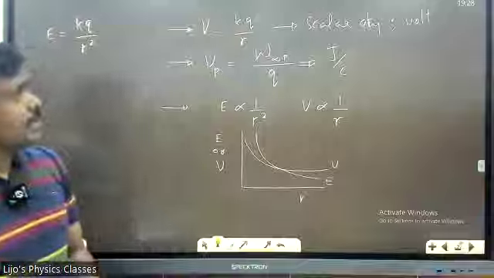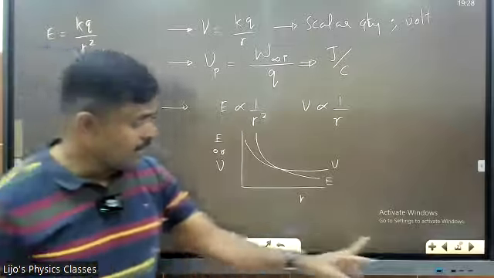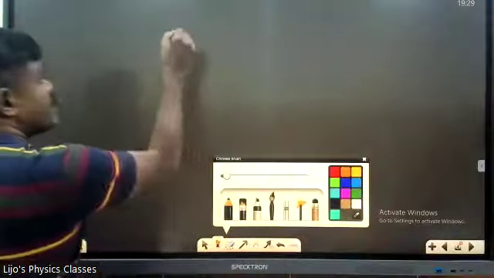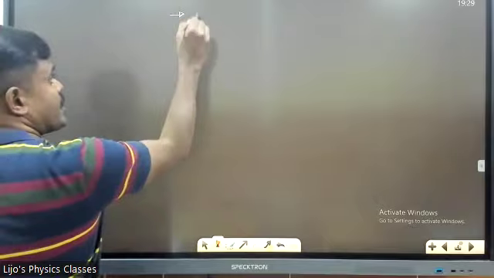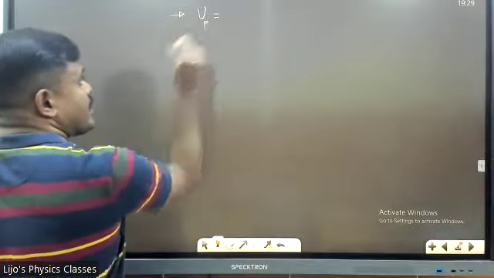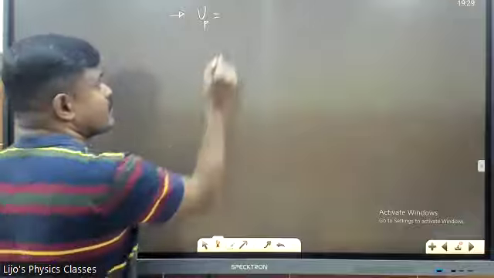Okay. Look at this. This is what I have written so far. I'm going to do this one more time. First thing. What is potential by definition? Potential by definition is work done. Potential at P is what?